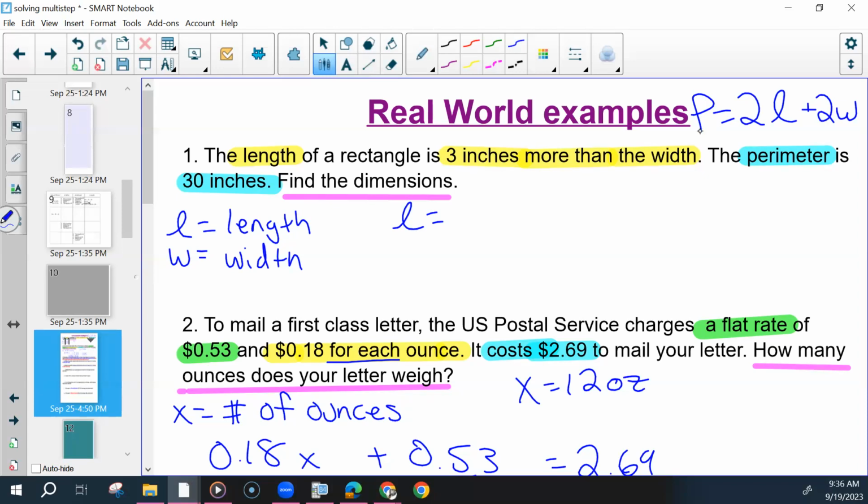So this would be a number, operation, and a letter. Plus. Right, so now we have some equation for L. We know that this is our equation for P. We know our perimeter is 30. So I'm going to put 30 in for P first.